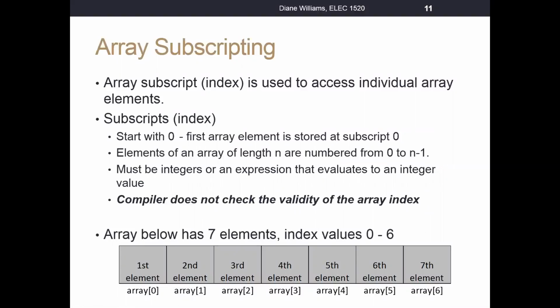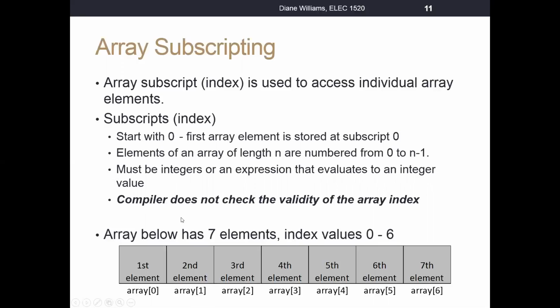Array subscripting. A subscript is another word for index; we call them indices or subscripts. We use them to access the individual array elements. When we declared our array of size 5, or in this case of size 7, as we saw on the first slide, we say index 0 to get to the first element, index 1 to get to the second, index 2 to get to the third, and so on. Index 6 gets to the 7th. So the last index value is always one less than the size.